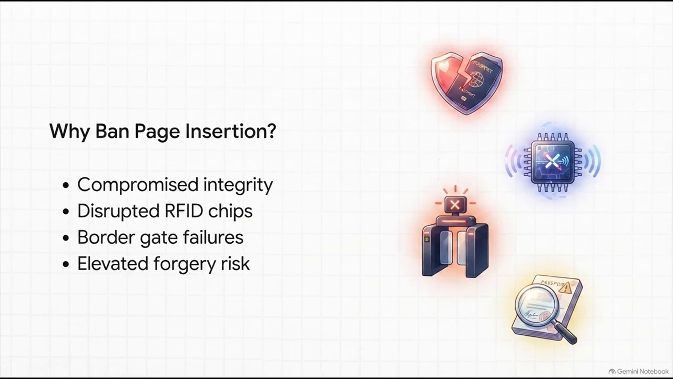The physical modification of adding extra pages seriously compromised the structural integrity of modern electronic passports. The thickened bindings from those extra inserts were actually disrupting the embedded RFID chips and those cryptographic security threads. That was causing massive, widespread failures at automated border control gates all around the world. Plus, it significantly elevated the risk of document tampering and forgery. It was just a necessary security upgrade.